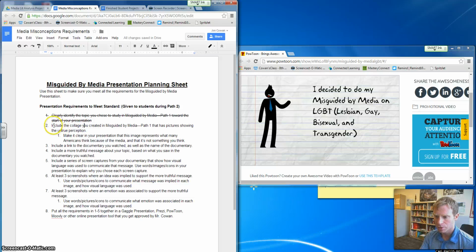Okay, so number two, include the collage you created in Misguided by Media Path 1 that has pictures showing this untrue perception and make it clear in your presentation that this image represents what many Americans think because of the media, not something that you think. So let's see where they did that.